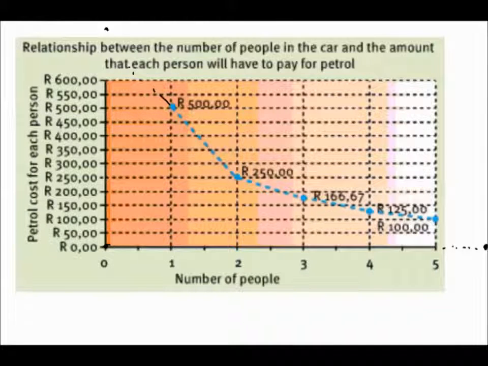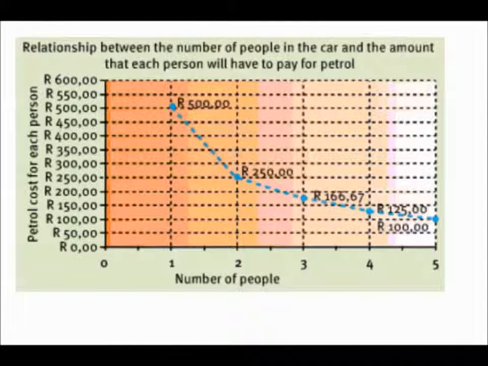The next thing we need to ask ourselves, why is it a dotted line? Well, remember the test for that: can I get half a person? No, I can't. It is counted data, so it is discrete. We have a dotted line. Why does my graph end at 5? Why can't I have 50? Well, you cannot fit 50 people into the car.